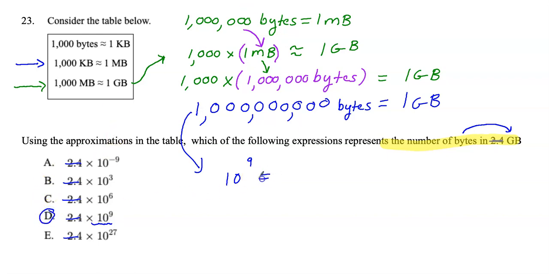Now real quick, if this confused you, remember exponents mean repeated multiplication. This really means 10 multiplied by itself 9 times. 10 times 10 times 10, all the way out 9 times. And if you did that, you would get a billion. You'd get this back. So in short, my answer is D.